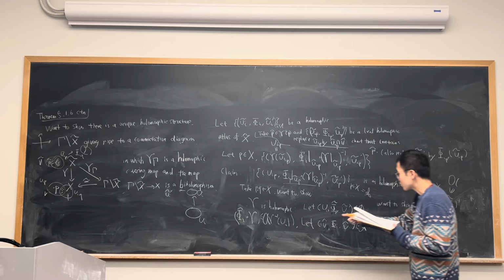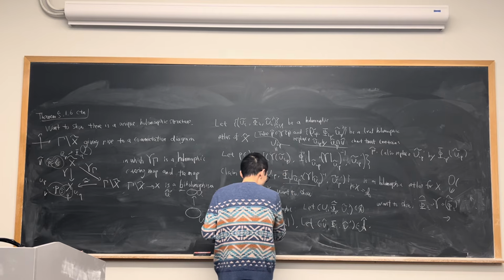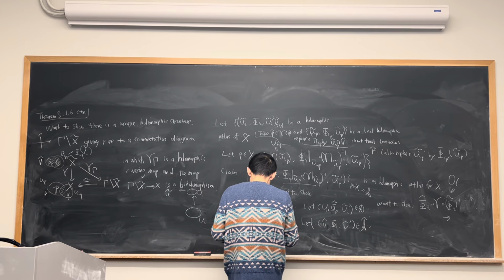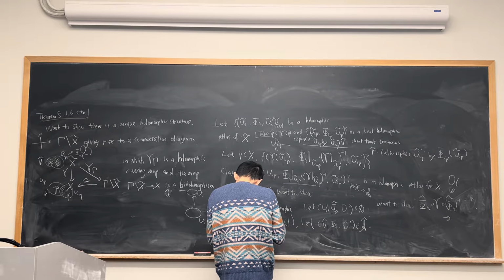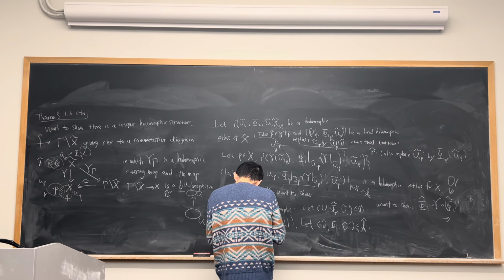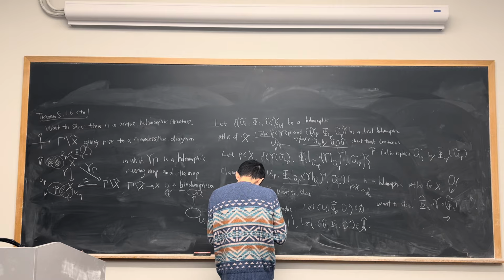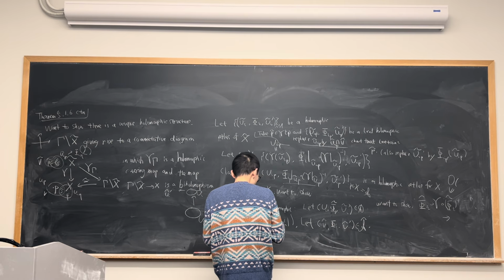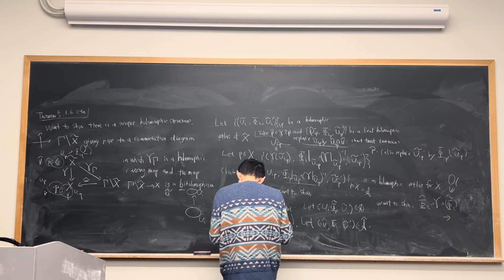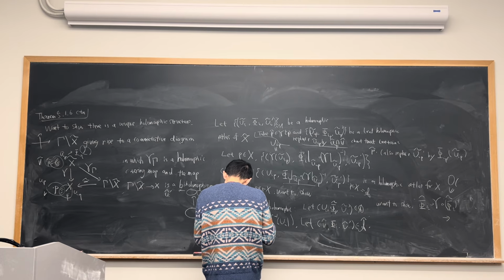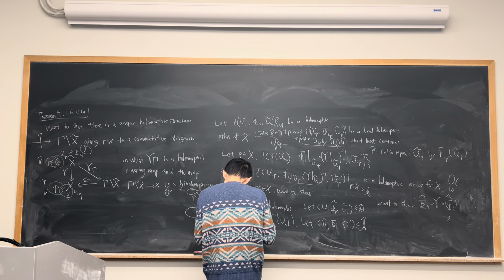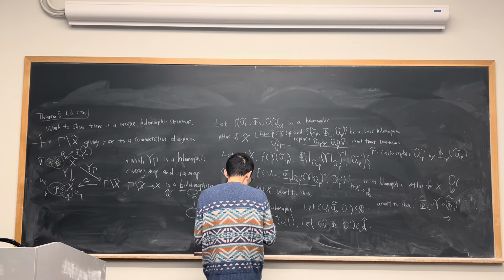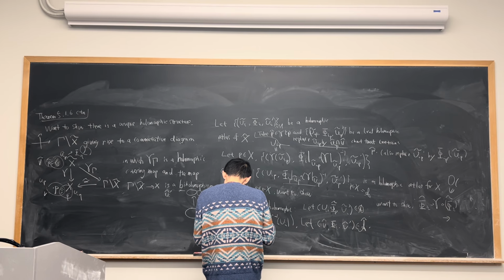Okay, so let me start. So here this should be what? Okay, so phi composed with... So it's gamma.